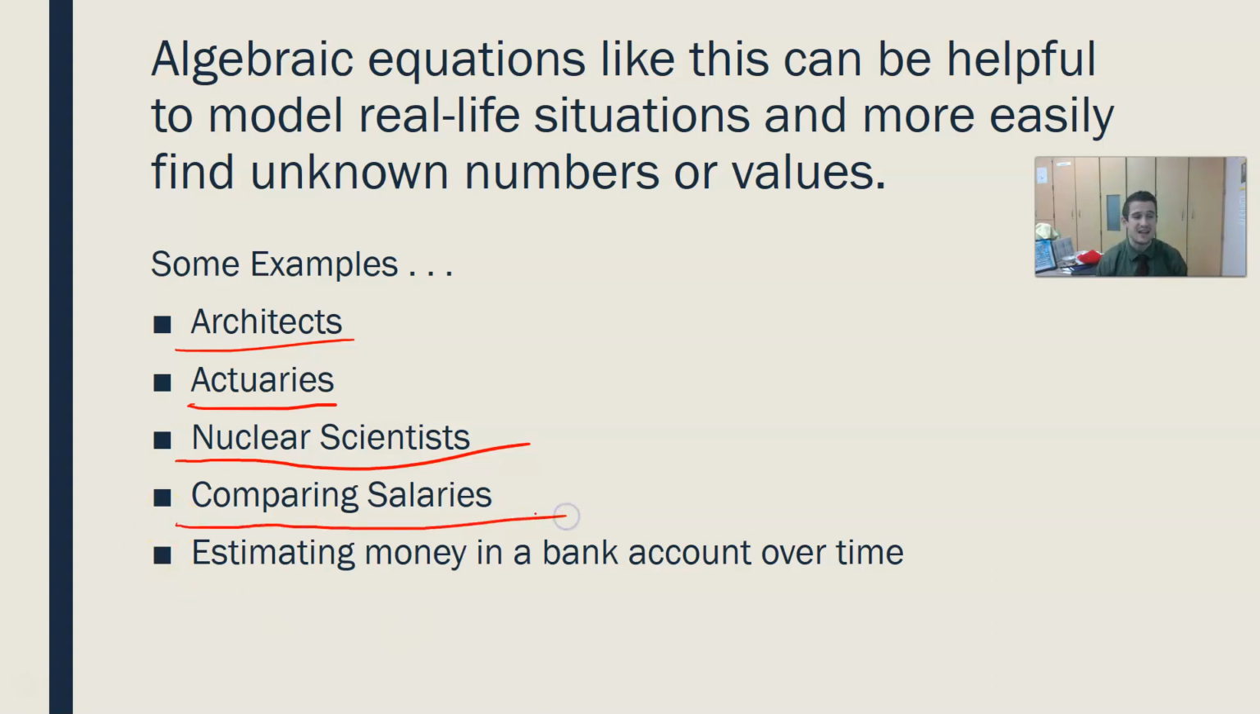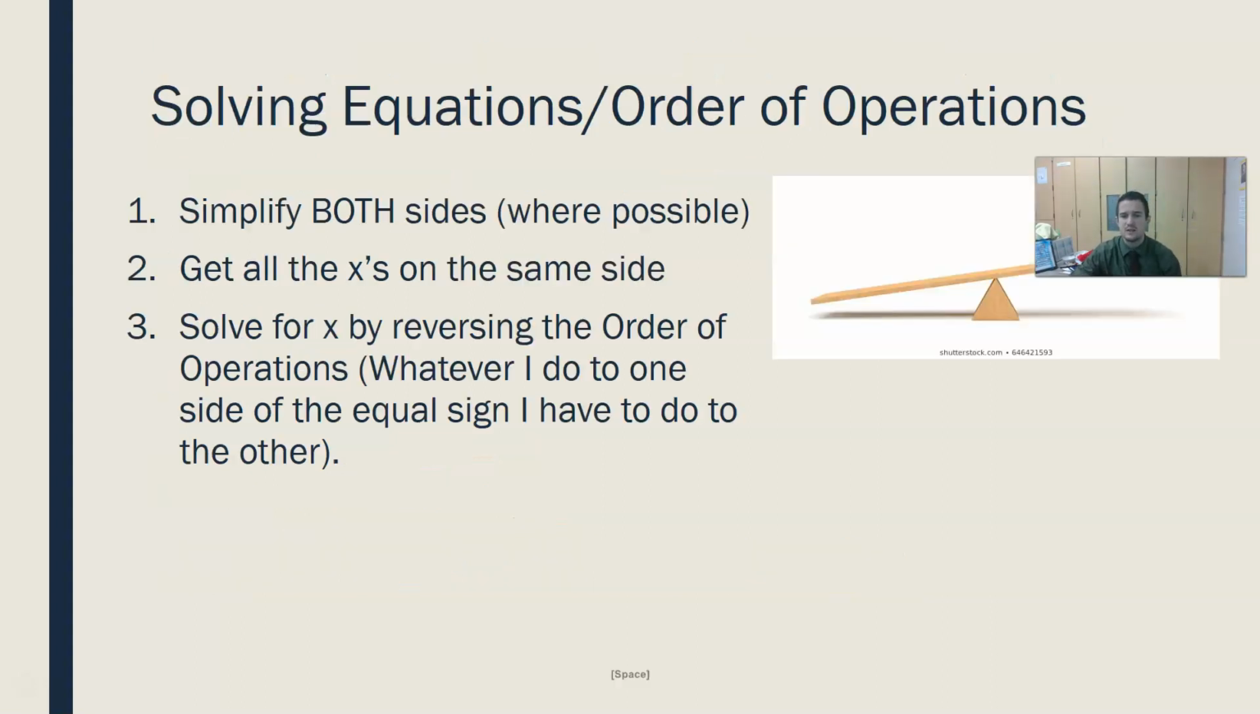Comparing salaries, say you're applying for jobs and you're trying to compare the benefits or the differences between two different companies' salaries and benefits. You can use equations to model that. Estimating how much money you have in your bank account over a certain amount of time. Say you're depositing a certain amount of money each month and you want to know how much money you're going to have after a certain amount of years. That kind of situation can be modeled with a math equation as well. So we use these types of equations all over the place. And we'll see some examples of that here soon.